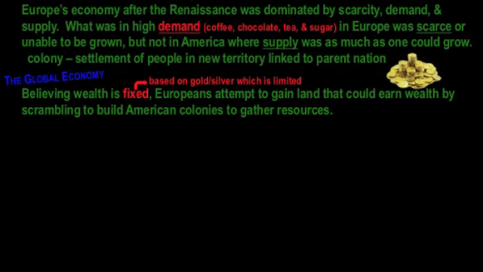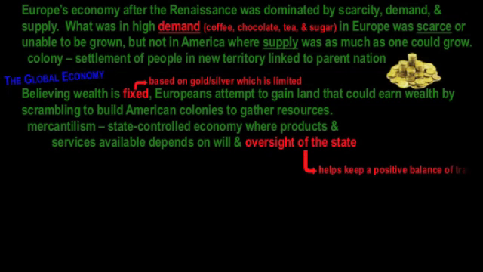So what this will eventually develop into is a new economic system known as mercantilism, a state-controlled economy where the products and services available depend on the will and the oversight of the state. So the state, the country, the government will essentially determine what is going to be produced, what is going to be grown, what the focus and the most effort is going to be put towards. So they have a humongous amount of oversight on the economy.